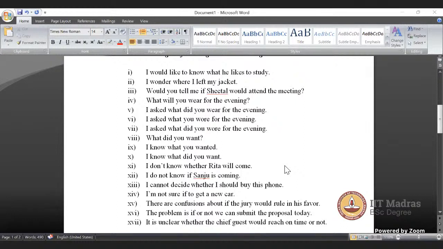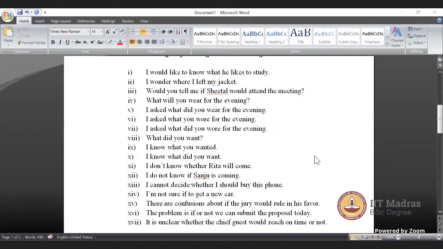I don't know whether Rita will come. Yes, then it is grammatical. All of you are right. Again, pay attention to the verb know. Whether Rita will come looks like a grammatical sentence, right? Yes, it is grammatical.